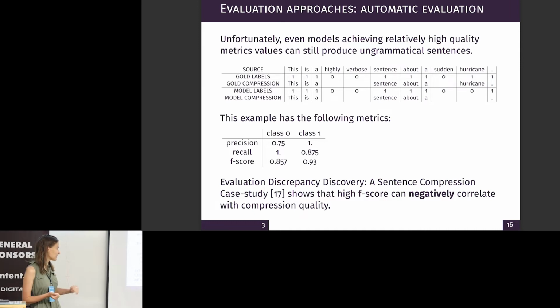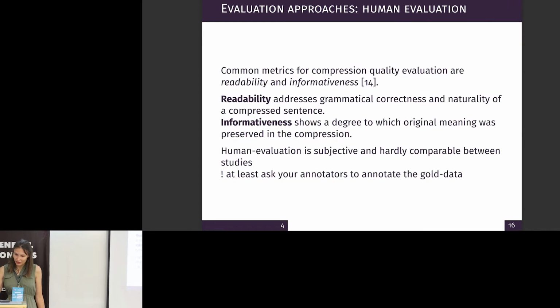There is even a recent study which shows that high F measure can negatively correlate with compression quality. So if you want, you can train a model which will have very high automatic evaluation, and you can probably even publish it, because in comparison, like at a conference, usually people look at these numbers, and then compression quality will be very low. So how can we evaluate a different way?